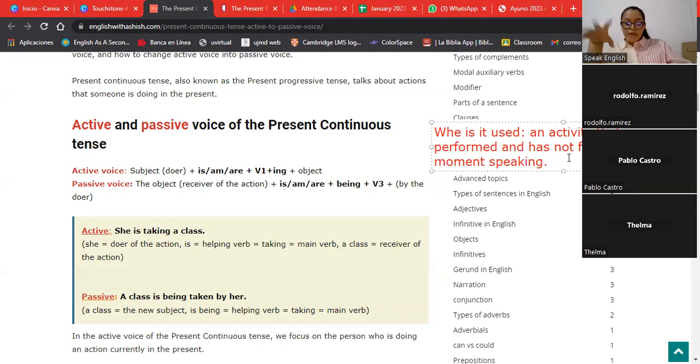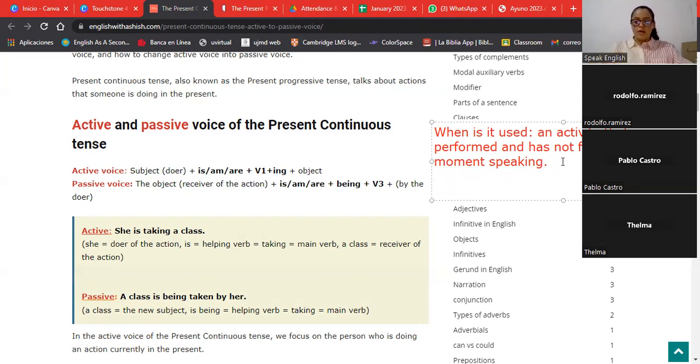Okay, Pablo and Telma, do we remember this? When is the present continuous used? I think yes. Yeah? Okay. And you, Telma, do you remember this information? Yes. Okay, perfect. All right, now, can you tell me what is the formula of the verb in the present continuous?